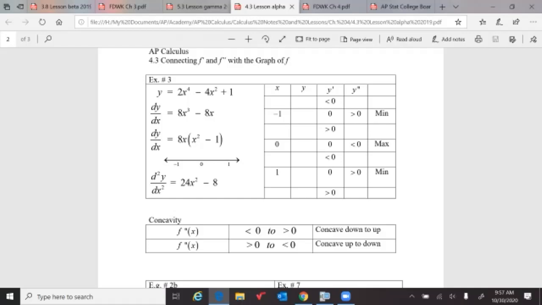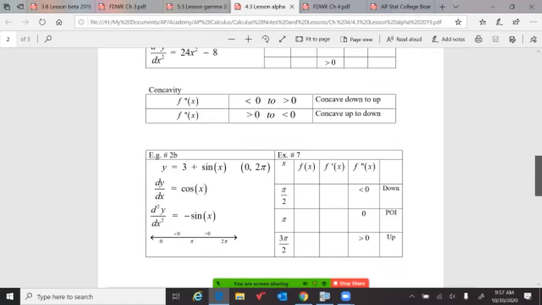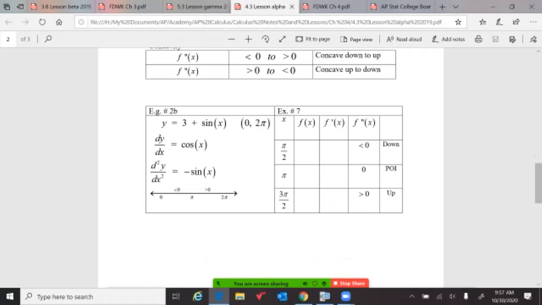So 2b, we have a graph of 3 plus sine x. In 2b, they're asking you to use the concavity test to determine the concavity of the function on the interval from 0 to 2 pi. Well, y equals 3 plus sine x. It's just a shift up 3.